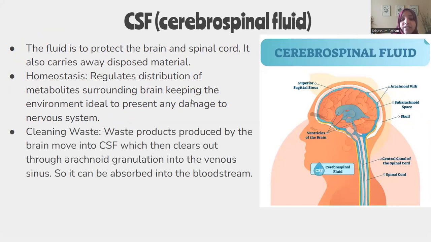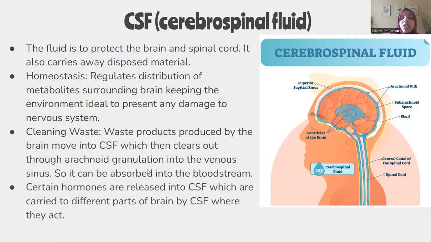It is cleaning the waste. Waste products are produced by the brain. They move into the cerebrospinal fluid, which then clears out through the arachnoid granulation into the venous sinus. So wherever there are veins, it brings the waste and deposits it there. So who is doing this work? Cerebrospinal fluid. Then from the venous sinus it can be absorbed into the main bloodstream. Certain hormones are released into the cerebrospinal fluid, from where they are carried to different parts of the brain, and then they carry out whatever function they have to do.